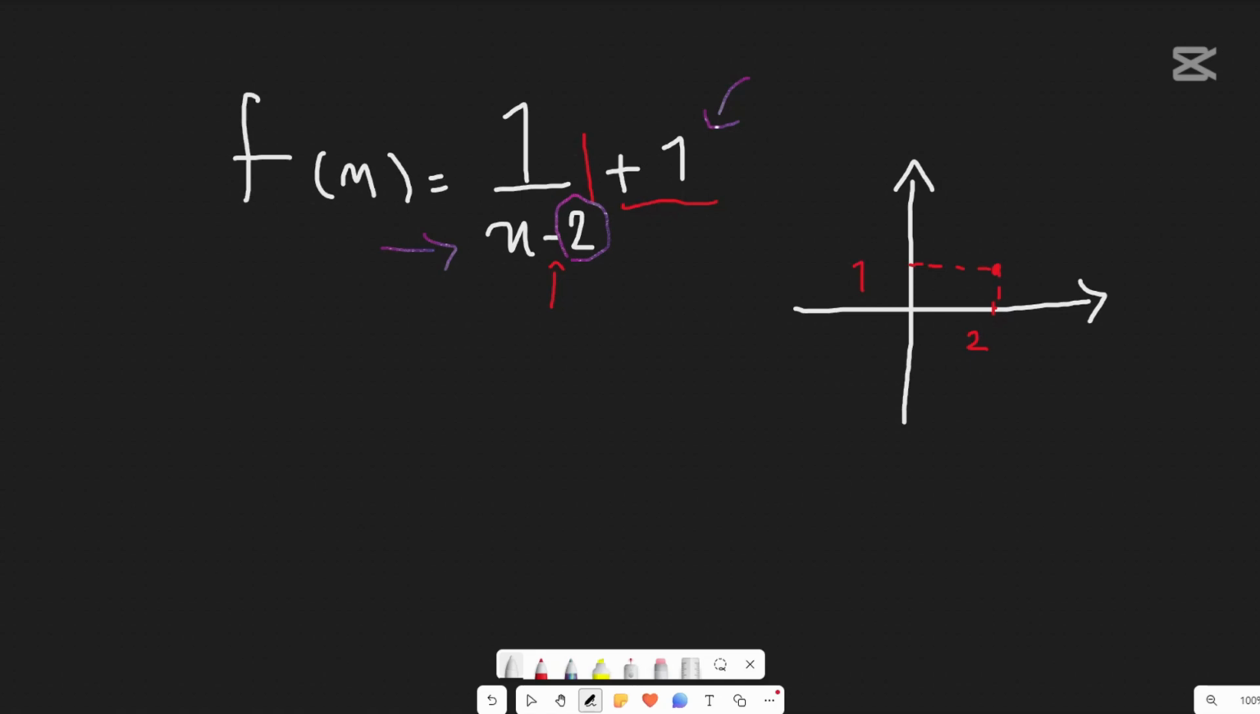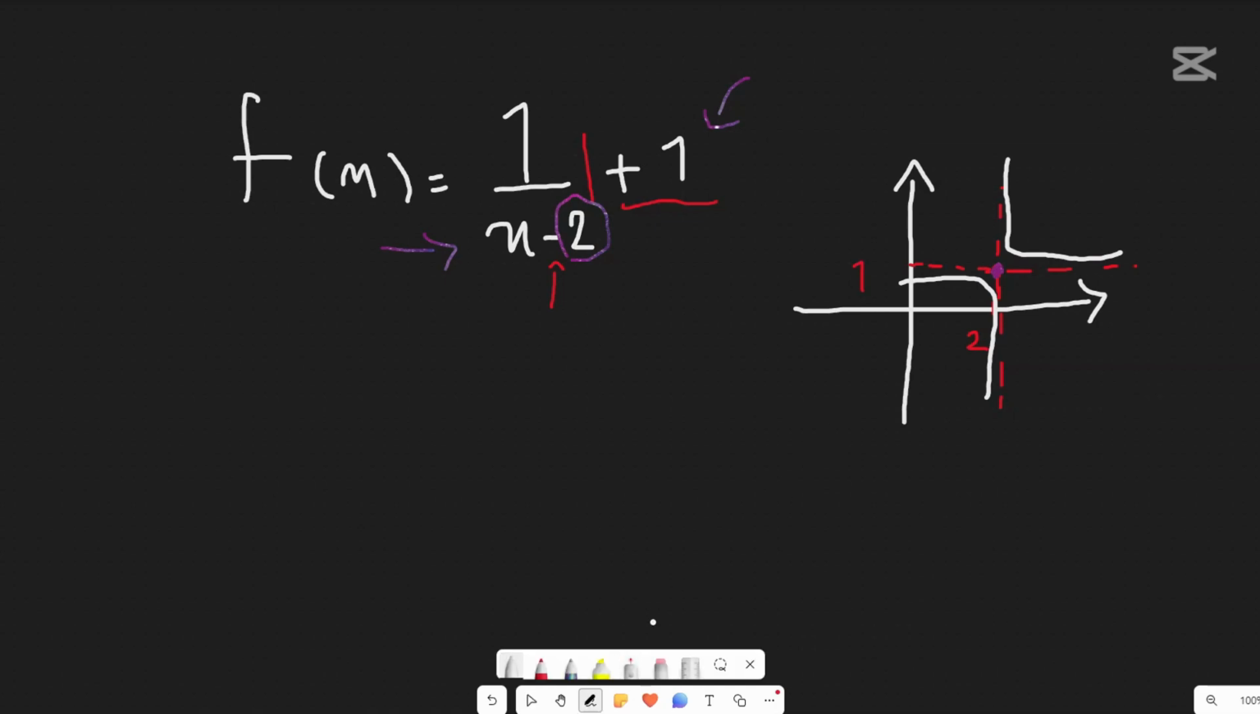Now, we have the starting point, right? The starting point is right here. 2 units shift to the right and 1 unit shifts up. Then this is the way we sketch the new one. Actually, this should be here because they shouldn't touch these lines.